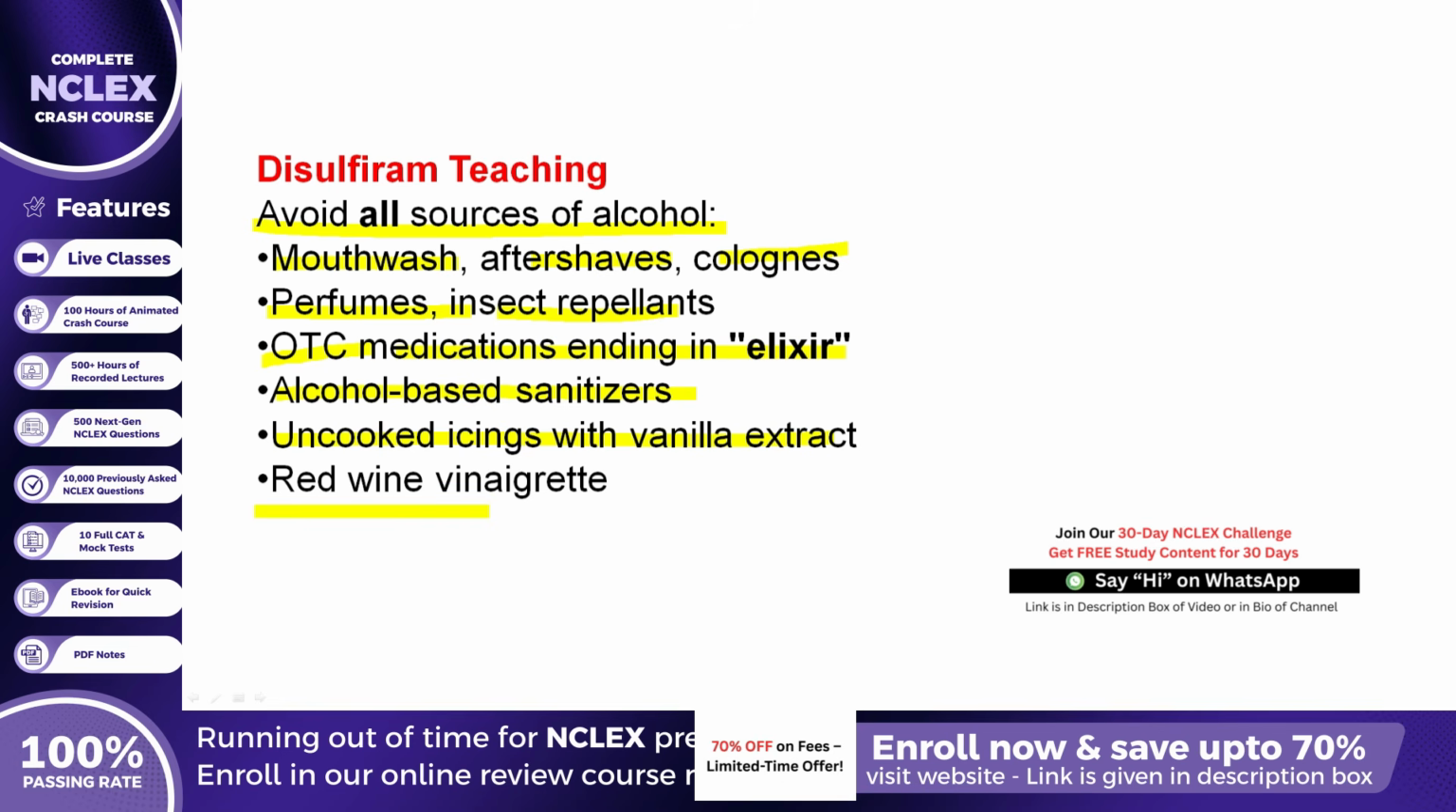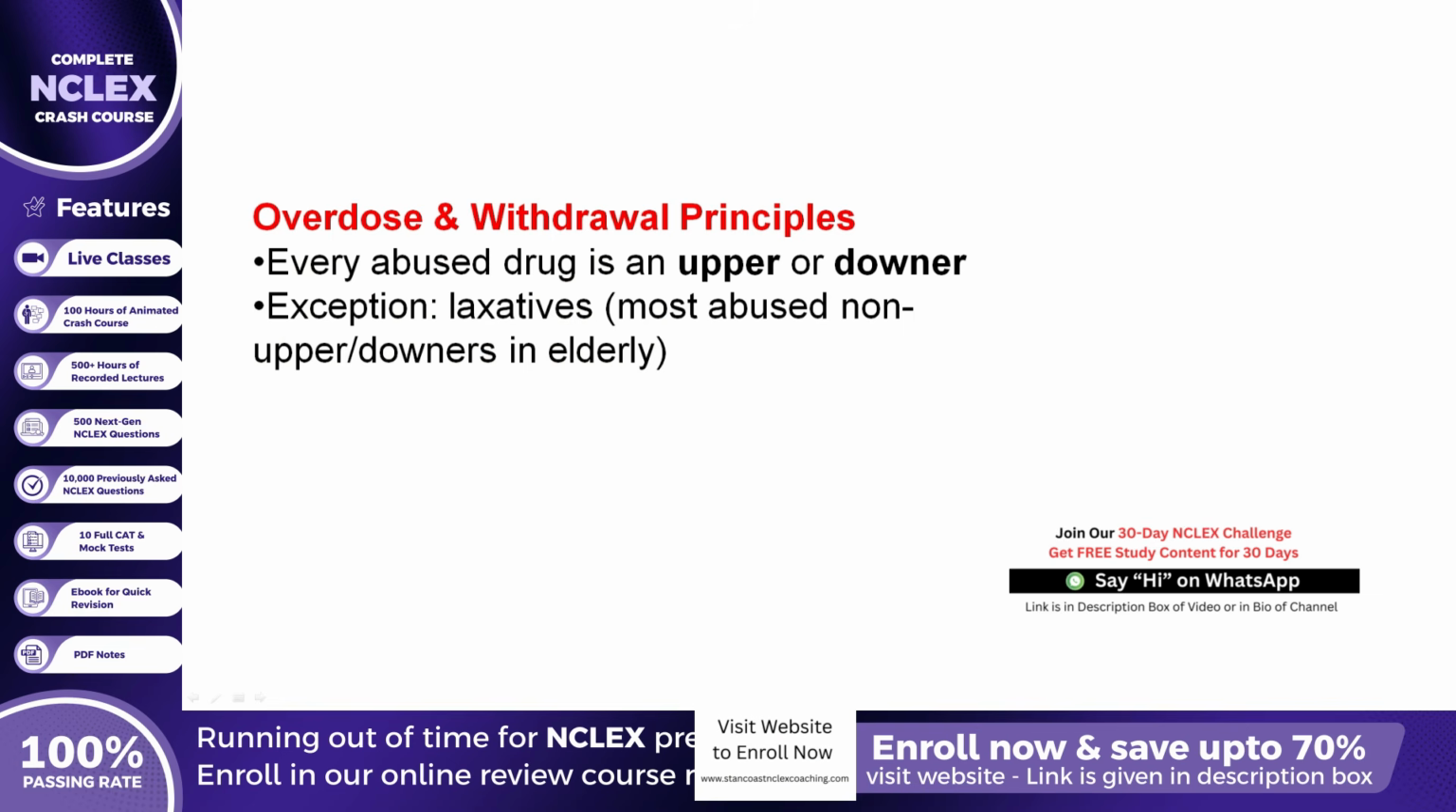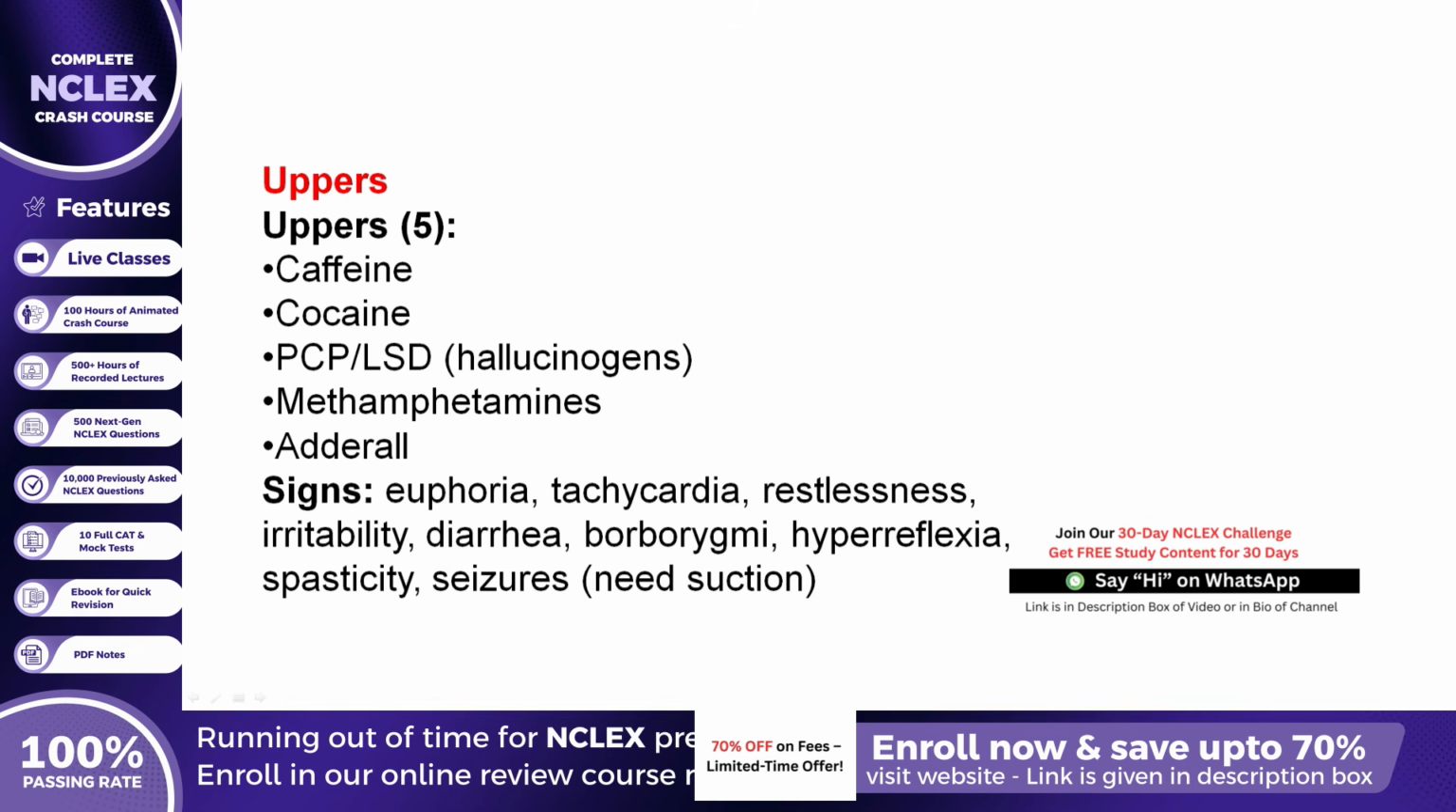Now, moving forward, remember that every abused drug is either an upper or a downer. The exception to this concept is laxatives, which are the most commonly abused non-upper and non-downers among elderly adults. Next, we discuss uppers, and there are 5 main substances in this category. These include caffeine. They also include cocaine. Another group is PCP and LSD, which fall under hallucinogens. The next upper is methamphetamines. And the last one is Adderall.